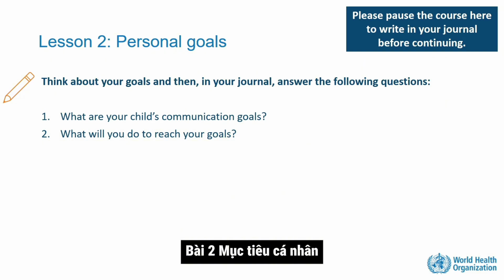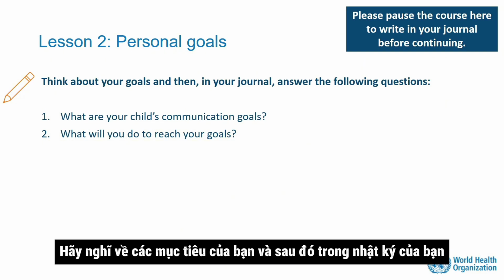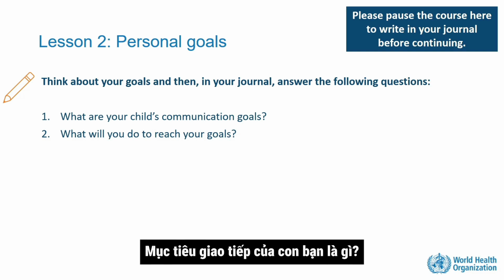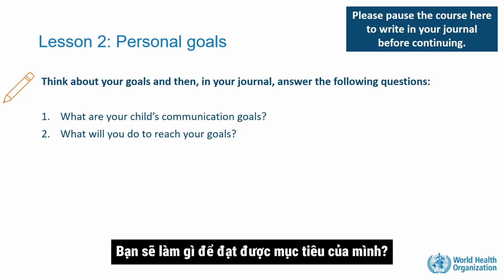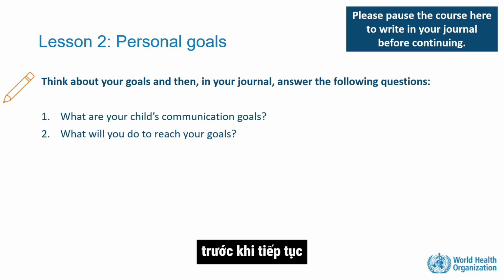Lesson 2. Personal Goals. Think about your goals and then, in your journal, answer the following questions. What are your child's communication goals? What will you do to reach your goals? Please pause the course here to write in your journal before continuing.